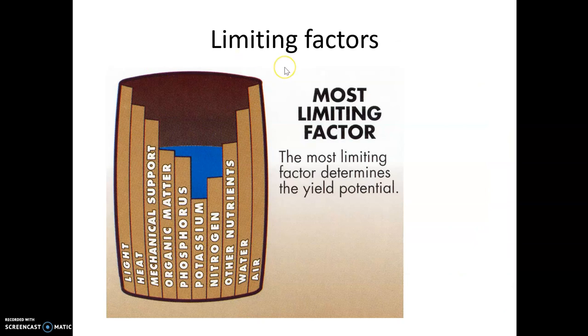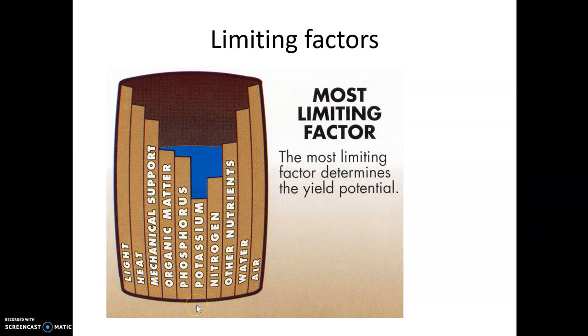Then there's also the concept of limiting factors. And the most limiting factor is defined as the factor that determines the yield or that determines the size of the population. And it's often shown using this representation. So this is a barrel, and you can see the different pieces of wood that make up the barrel. And if some of them are shorter, the lowest one will be the one that sort of defines how high the water can go inside the barrel.